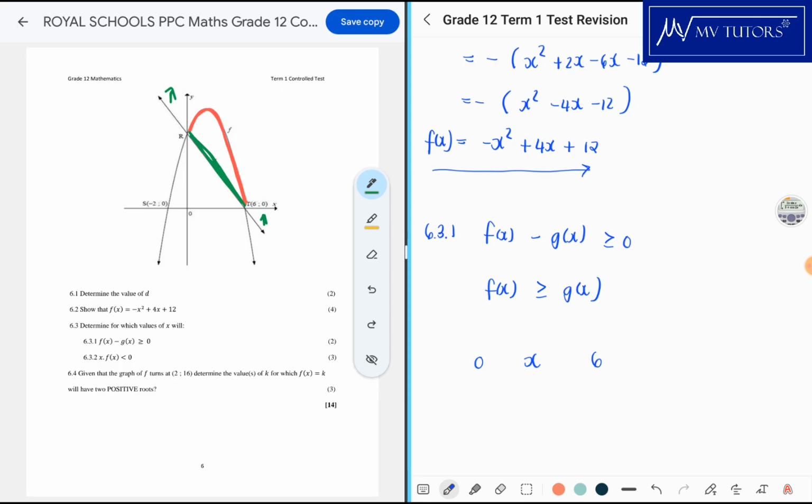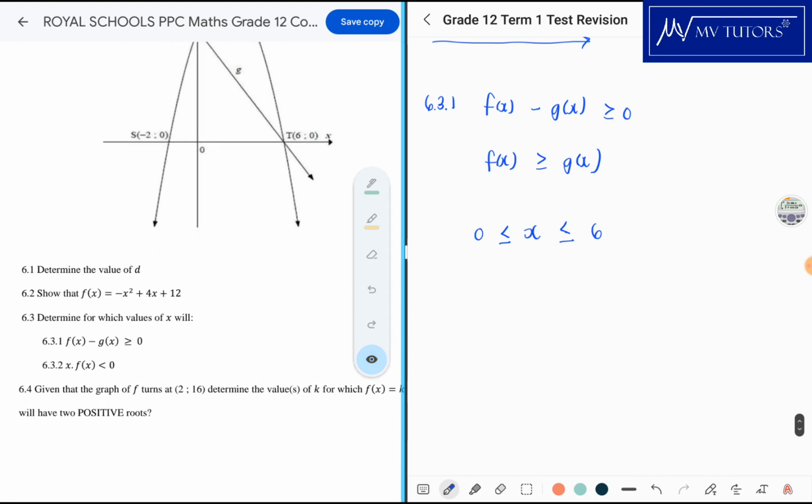Okay, so they said where are the y values of f bigger and equal to the y values of g? It is at 0 and 6. So I need to say x is bigger and equal to 0, but x is smaller but also equal to 6. Okay, and that is it for 2 marks.